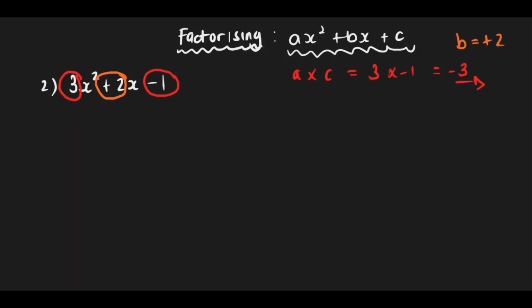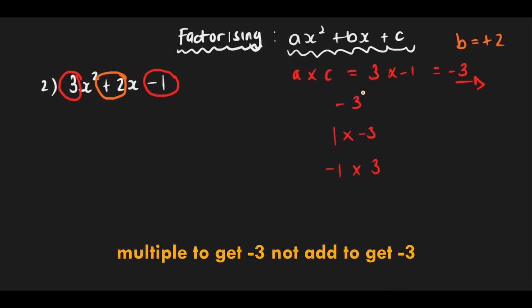Let's go find the factors of negative 3. The factors of negative 3 are 1 multiplied by negative 3, and also negative 1 multiplied by positive 3. These are the only factors to get negative 3. So the first condition is satisfied, since when we multiply these two factors, we get negative 3.